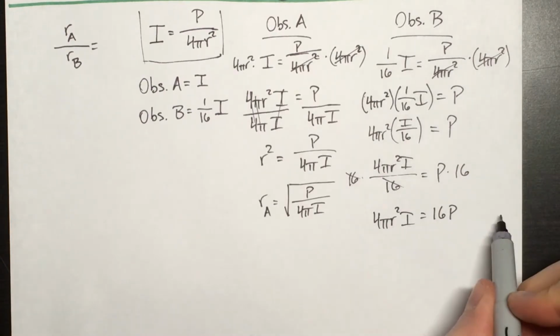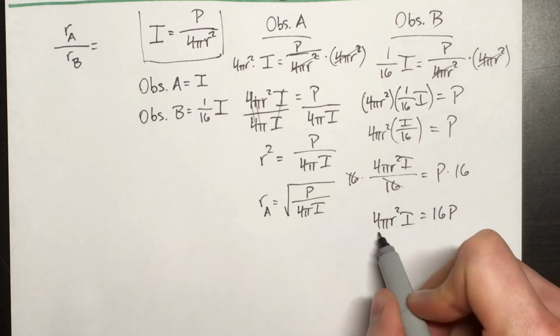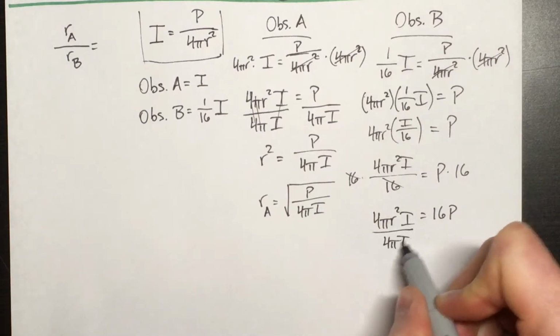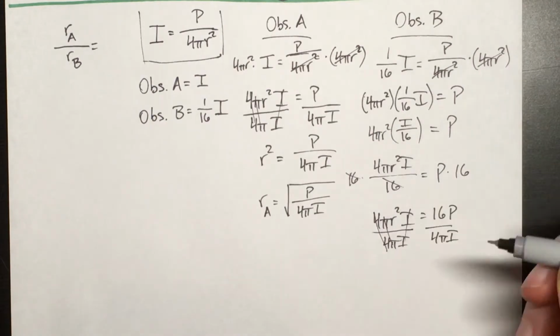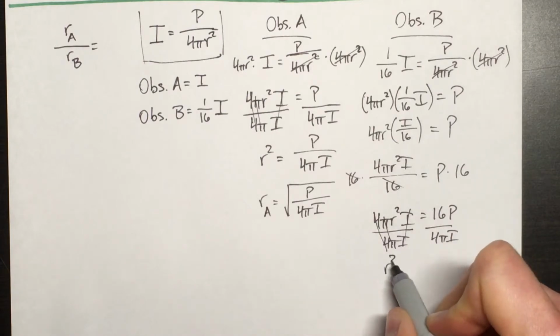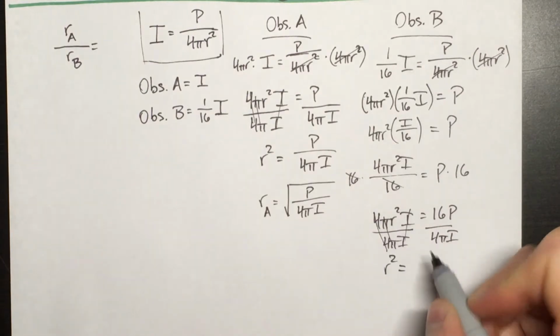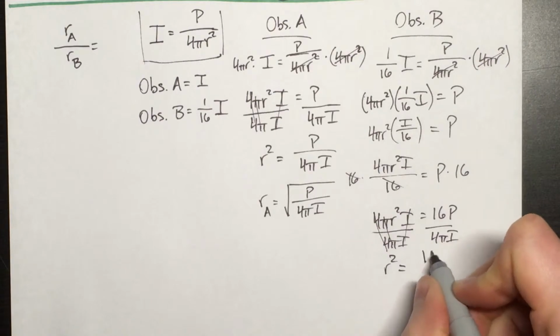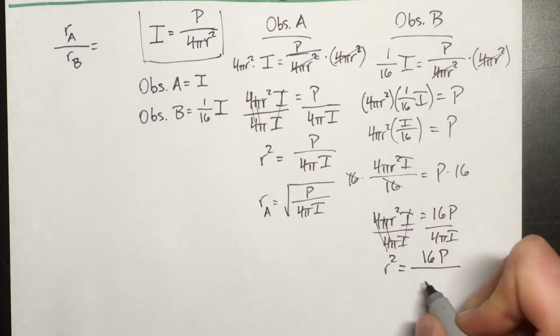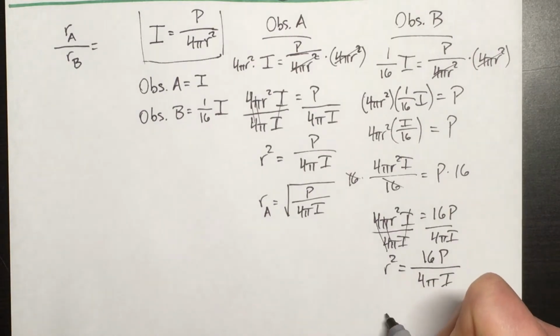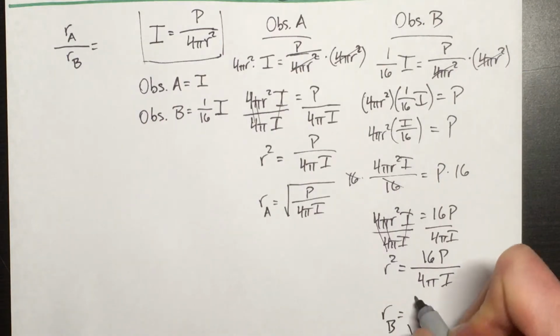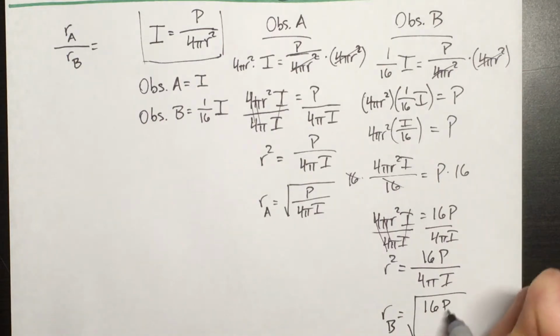Okay, so we have it all in one line. Now let's just isolate r. Again, just like we did in the other example, divide by 4 pi I, so the 4 pi and I cancel out, and you have just the r squared. So r squared is equal to 16p over 4 pi I, and finally just take the square root, right? So rb is equal to the square root of 16p over 4 pi I.